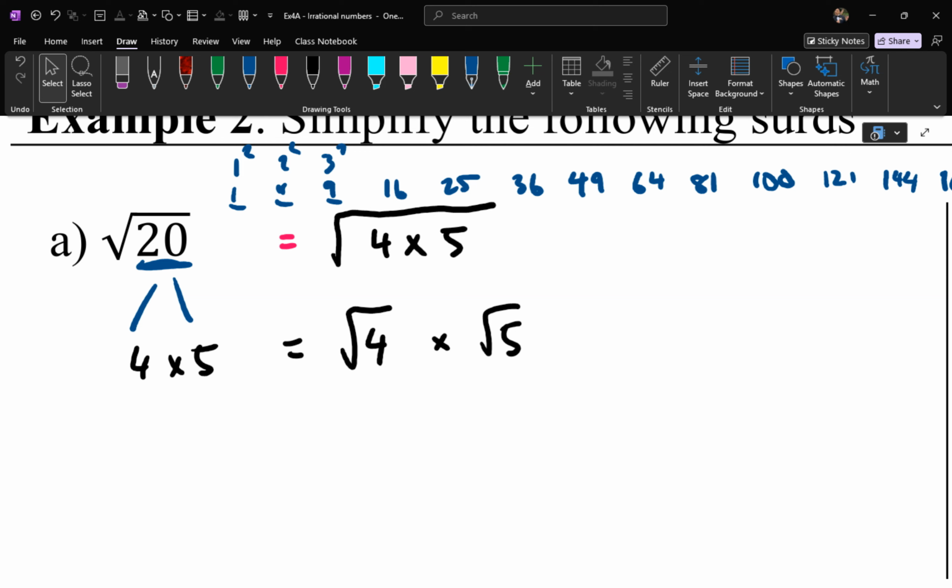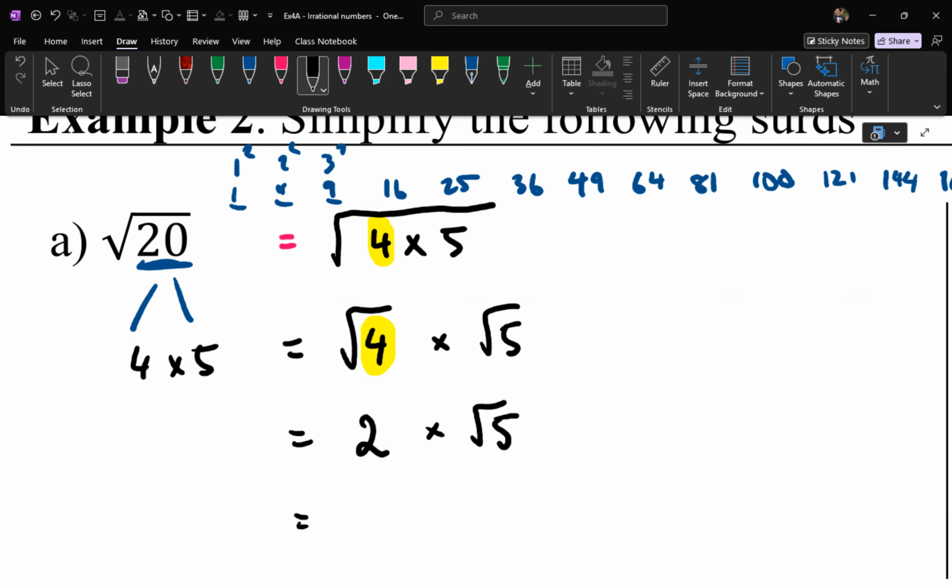Root of 4 times 5 can be split up into 2 separate radical signs, surds. And then why did we need a squared number? Is because we know the root of 4 is 2. So 2 times root 5, we normally write it as 2 root 5 because we're too lazy to write the times symbol. Just like when you do 3 times b, you don't write 3 times b, you just write 3b. It's the same thing with 2 times root 5, you just write 2 root 5. Okay? Let's try the next one.